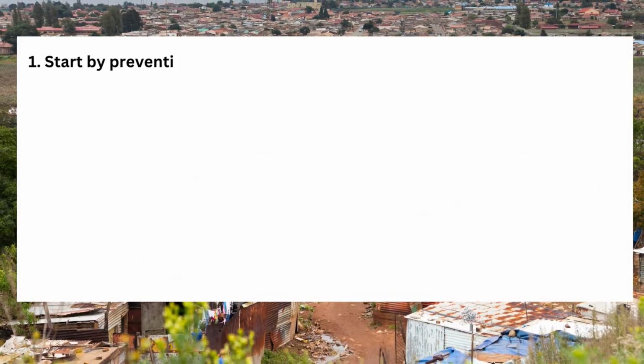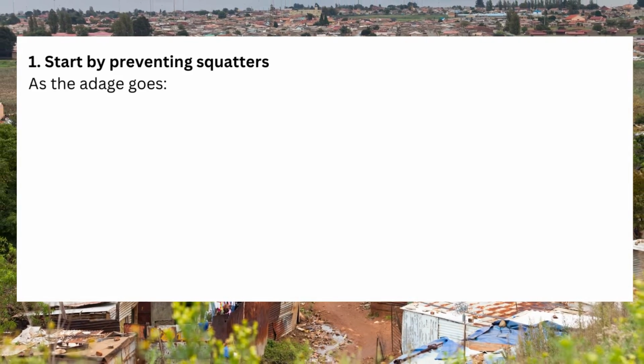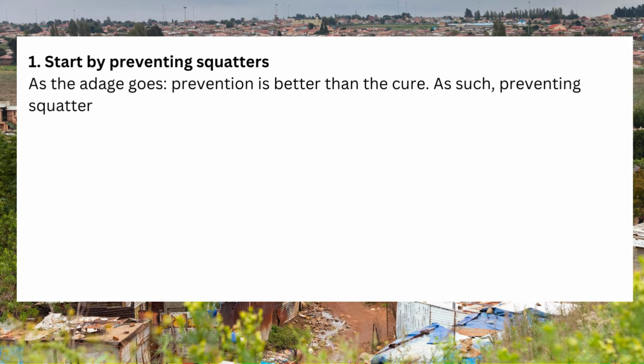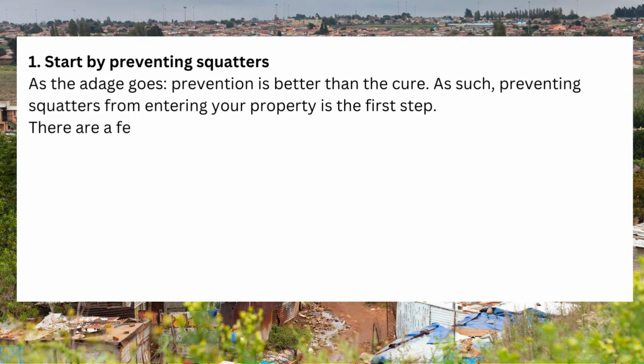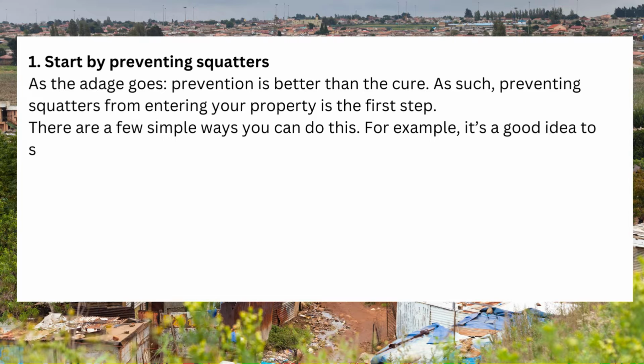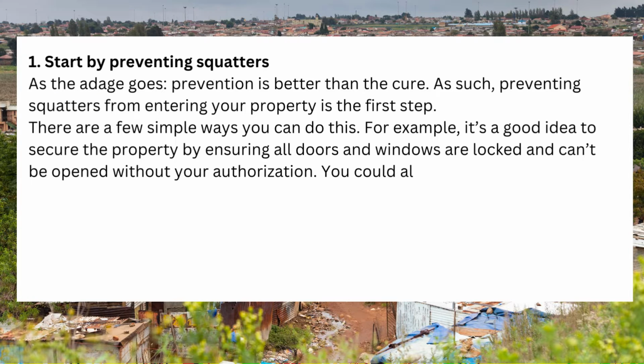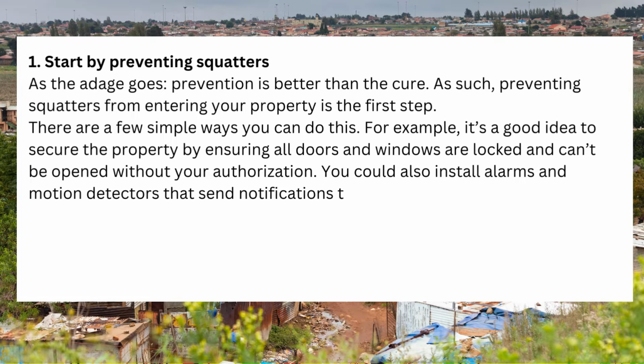1. Start by preventing squatters. As the adage goes, prevention is better than the cure. As such, preventing squatters from entering your property is the first step. There are a few simple ways you can do this. For example, it's a good idea to secure property by ensuring all doors and windows are locked and can't be opened without your authorization. You could also install alarms and motion detectors that send notifications to your mobile phone.